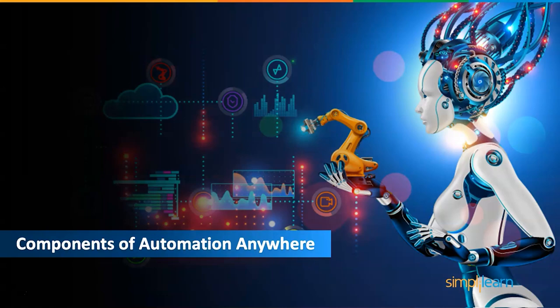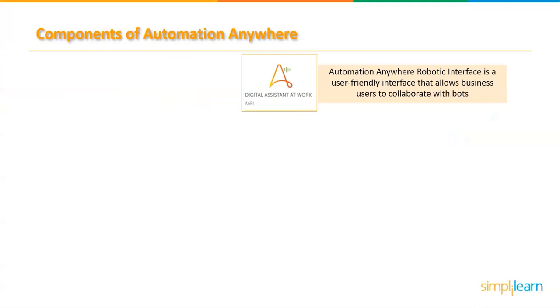Let's look at the Automation Anywhere components. The first component is Automation Anywhere Robotic Interface, AARI. It is a user-friendly interface that allows business users to collaborate with bots. Users can initiate process automation, provide feedback to the bots in order for the process to be resumed, and escalate requests to additional users for downstream processing. AARI enables enterprises to unlock previously unavailable automation opportunities between humans and the bots.